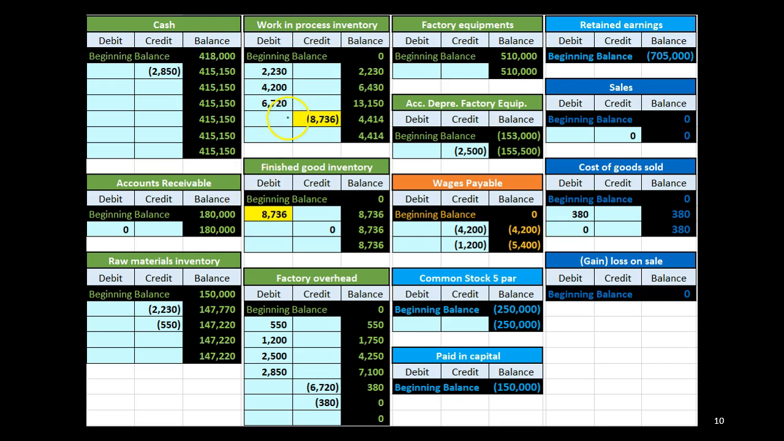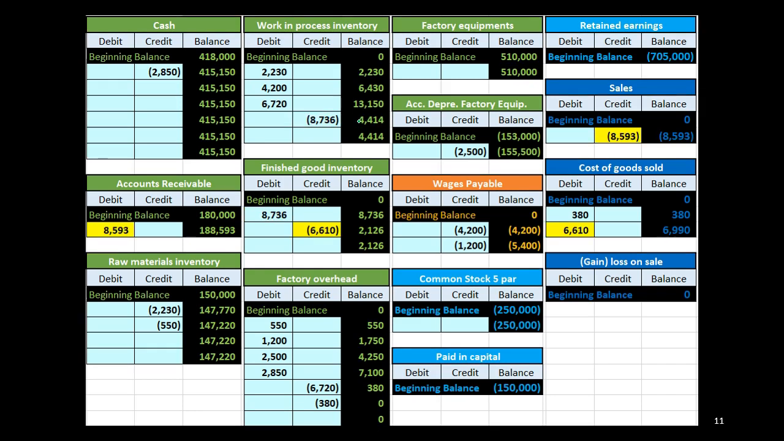And so these two numbers are going to be supported by job cost sheets. We counted up those job cost sheets for which jobs have been completed and then transferred them from work in process to finished goods. So this number can be supported by job cost sheets. What's still left in work in process should also be supported by job cost sheets.